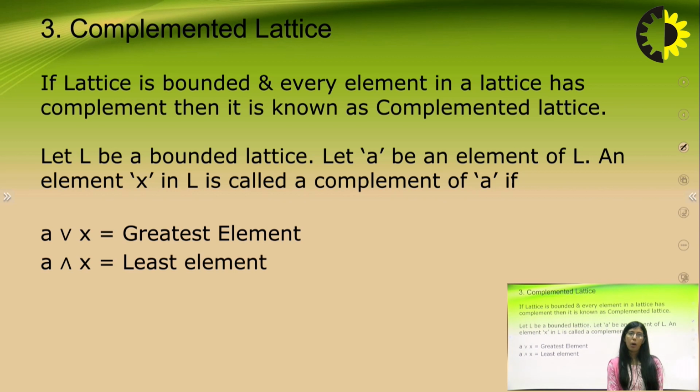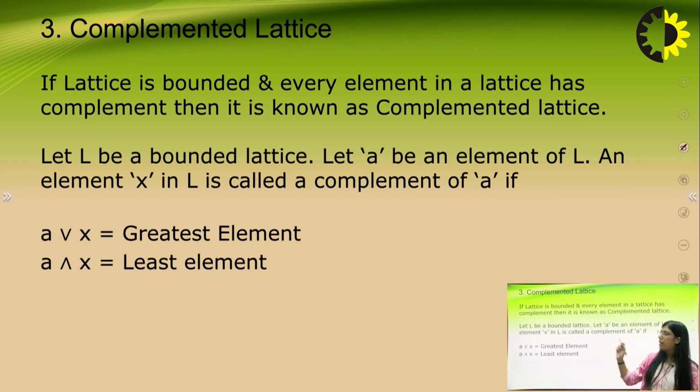Third one is the complemented lattice. If a lattice is bounded and every element in the lattice has a complement, then it is known as a complemented lattice. Firstly, the lattice needs to be a bounded lattice. That means there must exist one greatest element and one least element. Secondly, every element in the lattice must have a complement. What does it mean to have a complement?